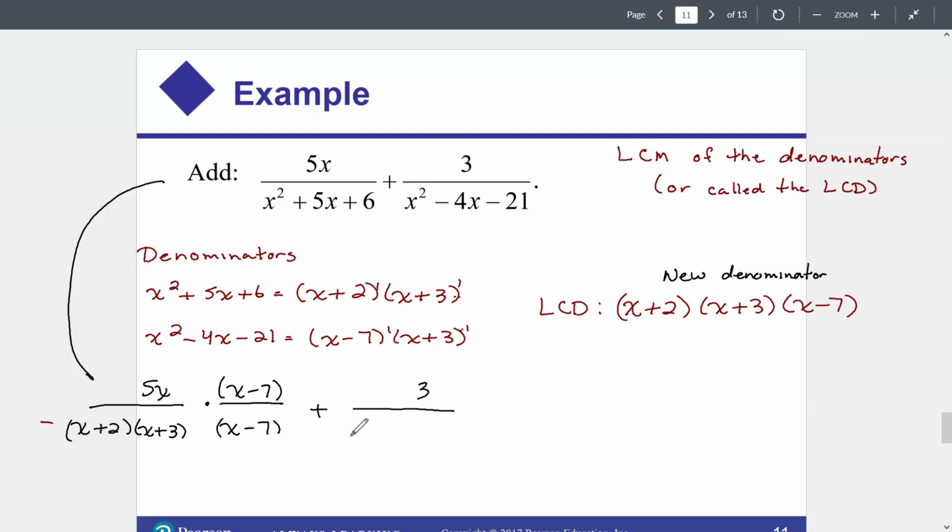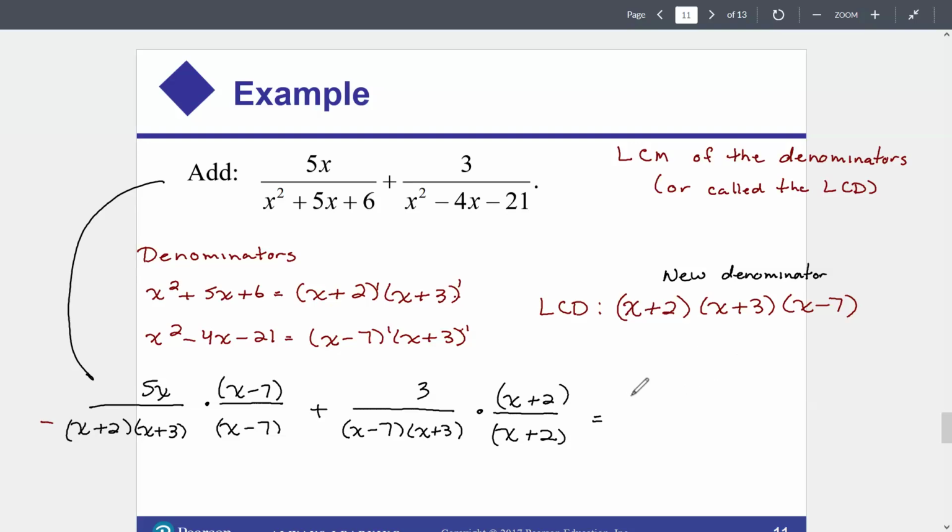My 3 over x squared minus 4x minus 21 we know is just 3 over x minus 7, x plus 3. Then we go back to my new denominator. I already have x minus 7, x plus 3, but I don't have x plus 2. So I make sure I multiply the top and the bottom by x plus 2. So now I'm just multiplying by 1. What I did is take my rational expressions and rewrite them as equivalent ones that have the same denominator.